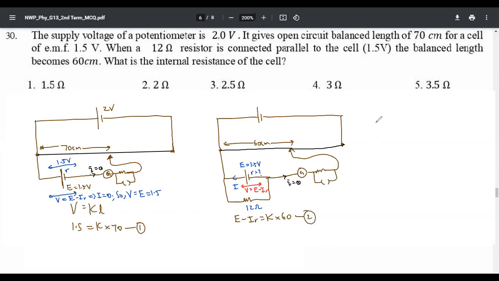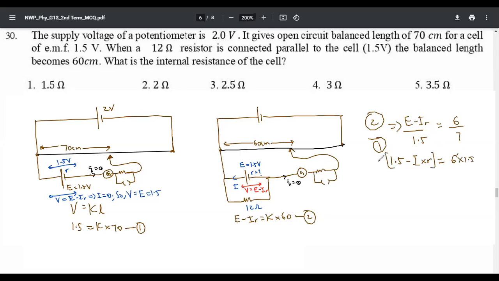So let's divide the second one by the first one. That will be E minus IR divided by 1.5 equal to, on the other side, 60 over 70, right? 6 over 7. E is something we know, 1.5, isn't it? 1.5 minus IR. I we don't know yet, and R also we don't know yet. And here I'll multiply 1.5 with this 6, that will give me 9.